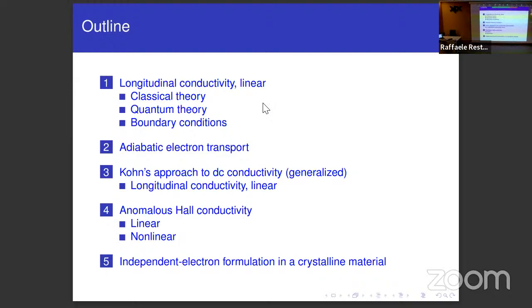And then, equipped with that tool, I will approach the famous theory of DC conductivity by Walter Kohn, time honored, which appeared in a milestone paper in 1964. And I show that it can be generalized. But first I will apply it to longitudinal conductivity. I will rederive the famous result by Walter Kohn. Then I switch to anomalous conductivity, linear and nonlinear. All of that theory is made at the many electron level. Many electron level allows for simple notation in a sense, although it's not practical to implement. And then if you want to implement, you implement in the independent electron formulation, that means Hartree-Fock or, most commonly for metals, density functional theory, Kohn-Sham, in a crystalline material.